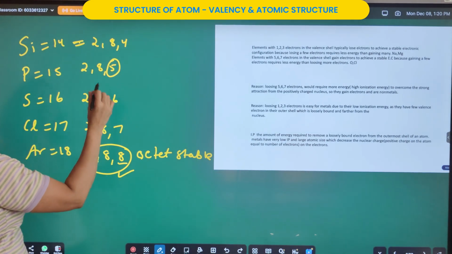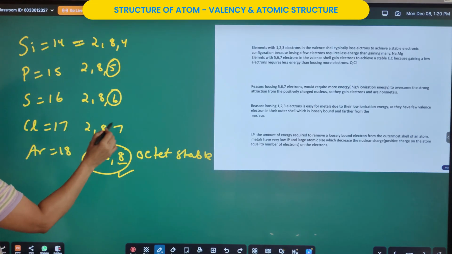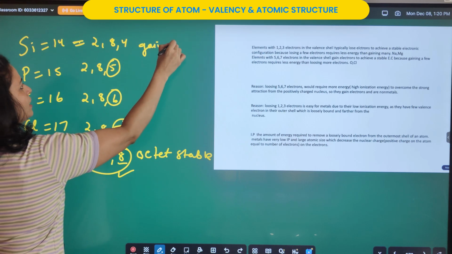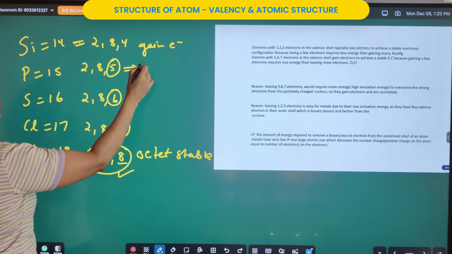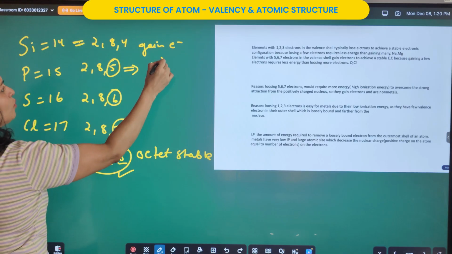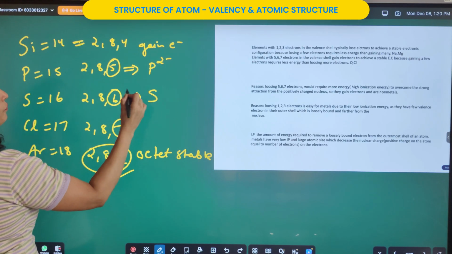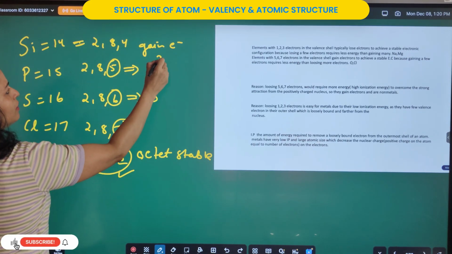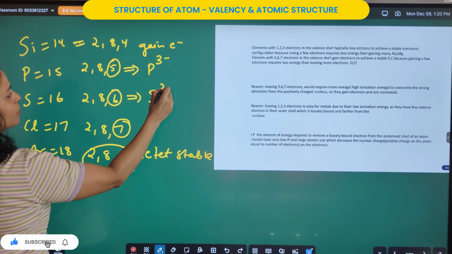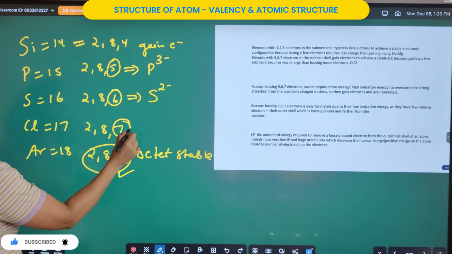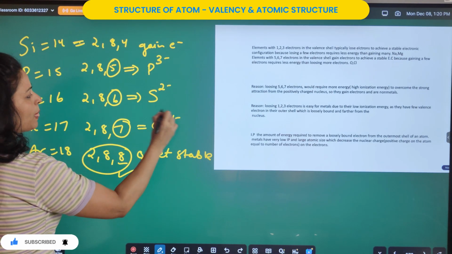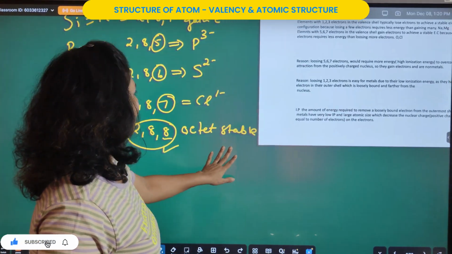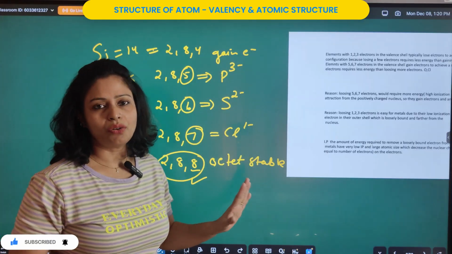So here phosphorus is having 5, sulfur having 6 and chlorine having 7. So they will gain electrons. It's easy to gain here. Phosphorus will gain 3 electrons to become 8, 3 minus. Sulfur will gain 2 electrons to become 2 minus. And chlorine has to gain only 1 electron, so it will become 1 minus. So this is how we write the valency of the elements.